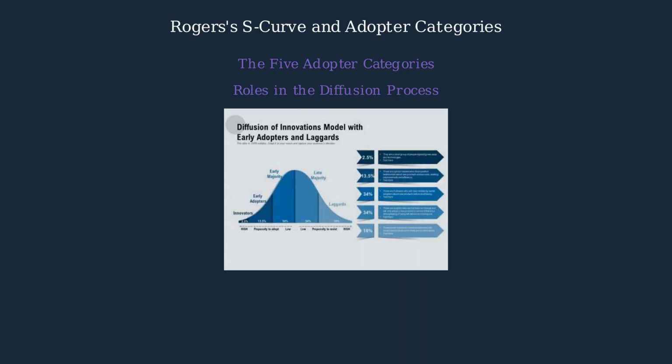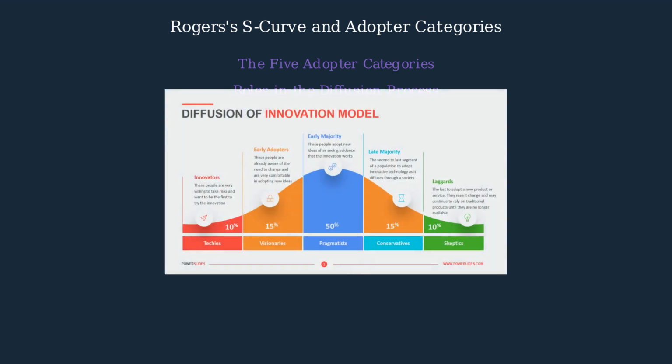Innovators introduce new ideas, early adopters legitimize them, the early majority creates critical mass, the late majority follows due to pressure, and laggards adopt only when necessary. Understanding these categories helps organizations develop targeted strategies to accelerate adoption across different groups.